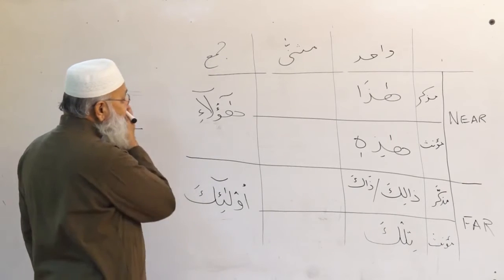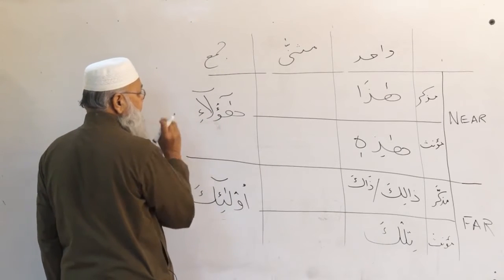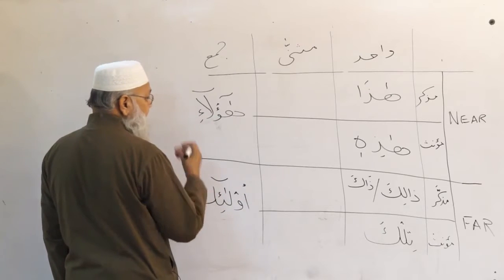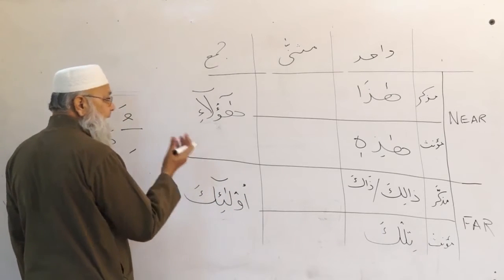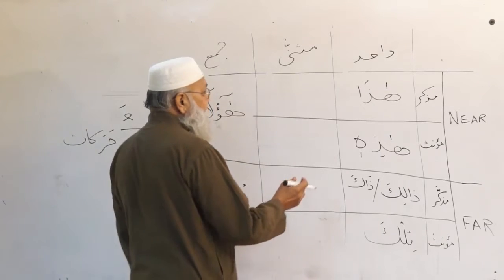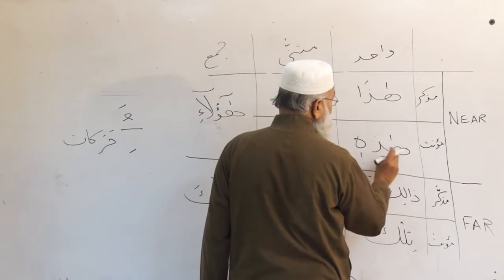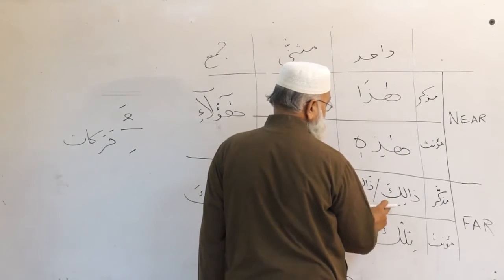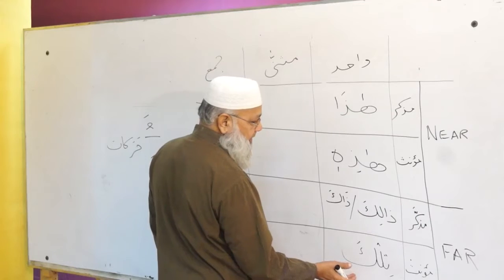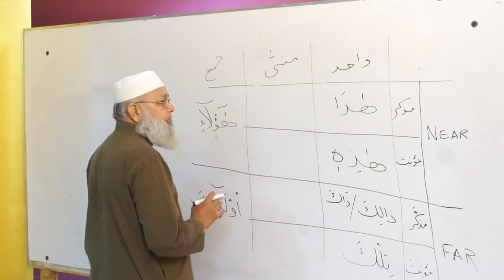So, this is haulai in rafa form, haulai in nasab form, and haulai in the jar form. Ulaika in the rafa form, ulaika in the nasab form, and ulaika in the jar form. Similarly, hada will continue to be hada, hada, hada. This will continue to be hadihi, hadihi, hadihi. This will continue to be zalika, zalika, zalika. And this will continue to be the same, unchanged, tilka, tilka, tilka.